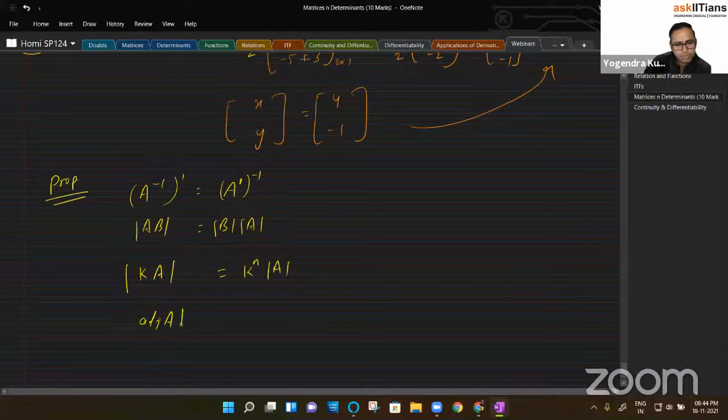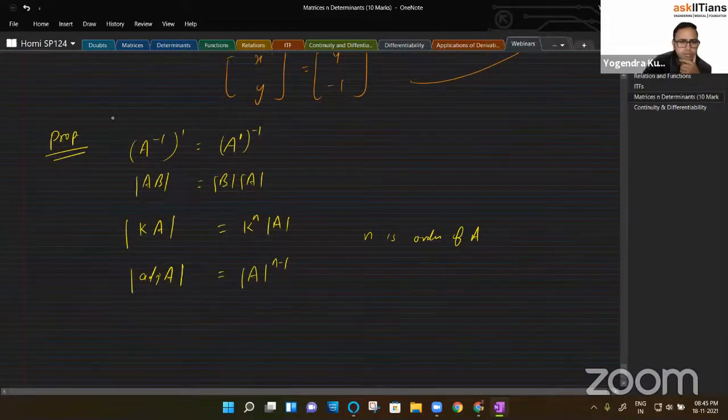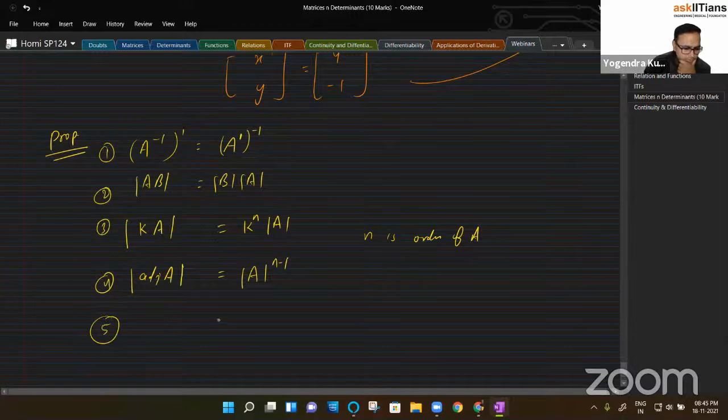Adjoint of A we wrote already. So what will the determinant of adjoint of A be? Tell me. Determinant of A raised to n minus 1, where n is the order of A. Remember that. So these are properties 1, 2, 3, 4, and the 5th could be the adjoint.